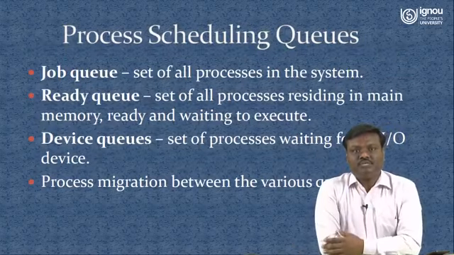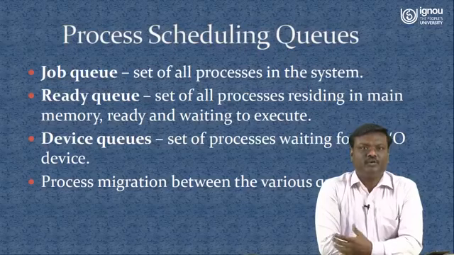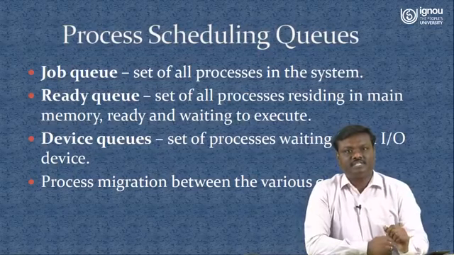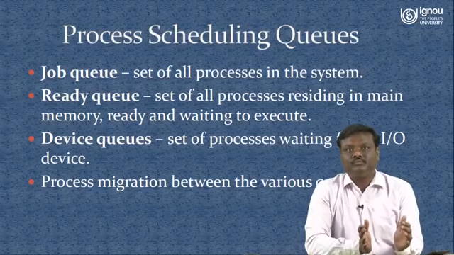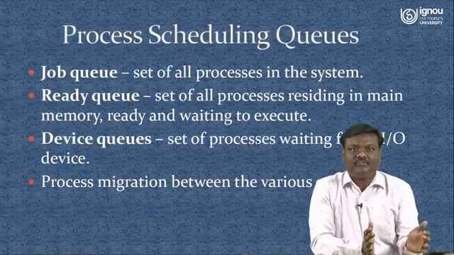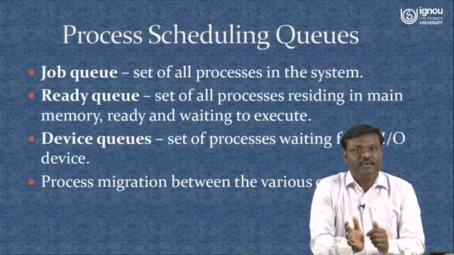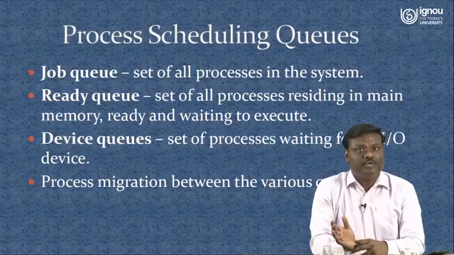Now, process scheduling queues. The queues are maintained for the processes. Take the case of a job queue. The job queue is all the processes waiting for the system, the set of all processes in the system, which are about to be loaded into the CPU. They are waiting in the job queue. The ready queue is the set of all processes residing in main memory, ready and waiting for the CPU to get them executed.